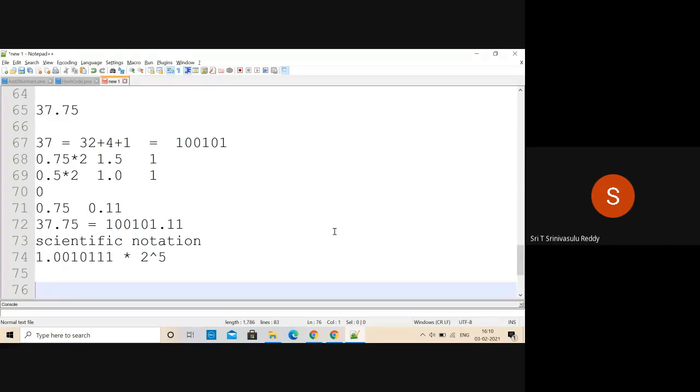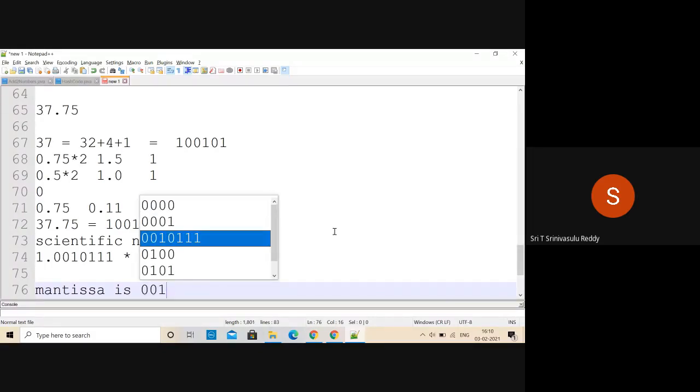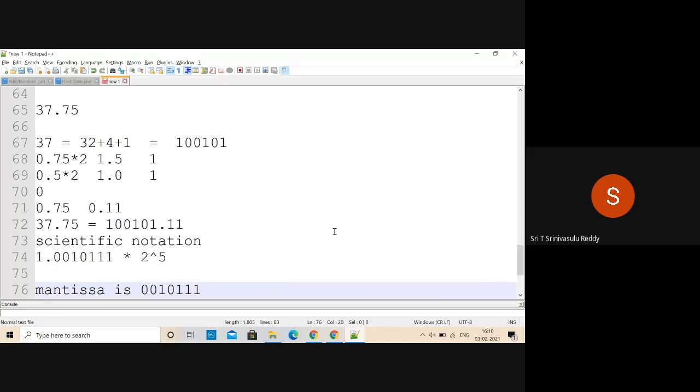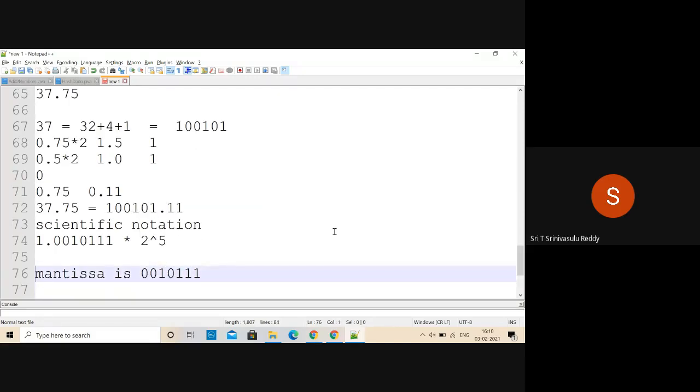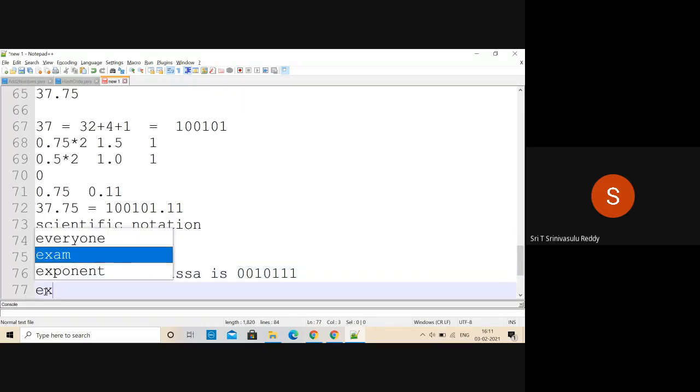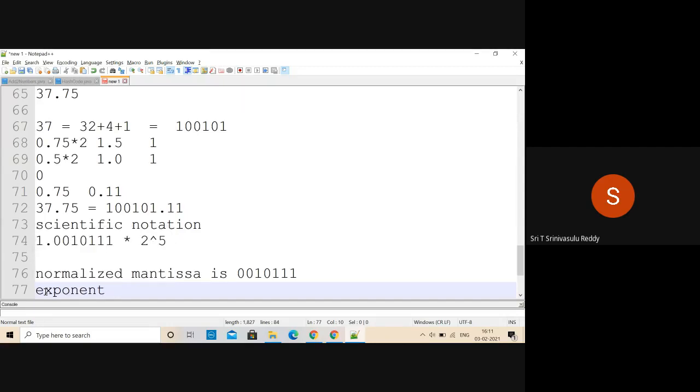Now we know that our mantissa is a normalized mantissa, in fact. That 1 point is not going to be there. So your mantissa is 0010111. This is a normalized mantissa, in fact. That's how we normally call it. Normalized meaning that you are actually bringing a 1 to the left of a dot. Only a single one. That is how it is always going to be represented. And then similarly, what is the exponent? Your exponent is 5 actually.